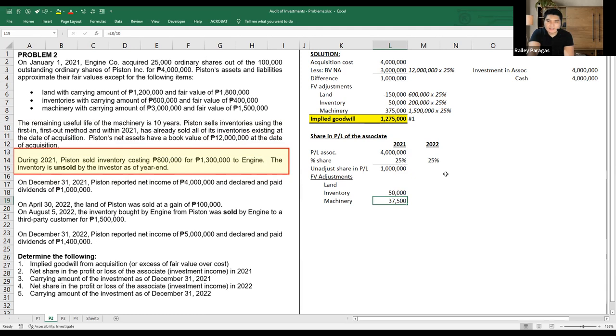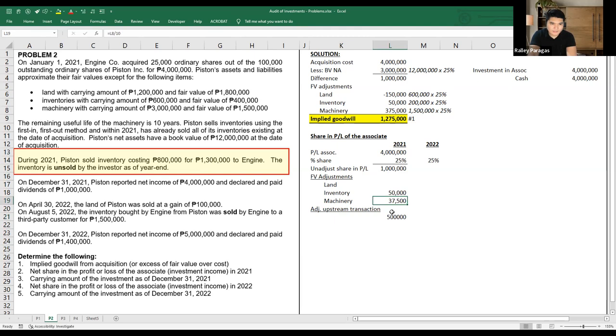Okay, so those are your fair value adjustments. And then we also adjust for your intercompany adjustments for your upstream transaction. So sabi natin kanina, meron kang unrealized profit at year end. So magkano yung unrealized gross profit ni investee dito? So that's 1.3 million minus 800,000. So magkano yun? Compute natin dito. Minus 800,000. So that is 500,000 na unrealized profit.